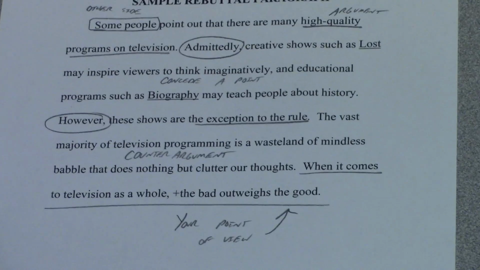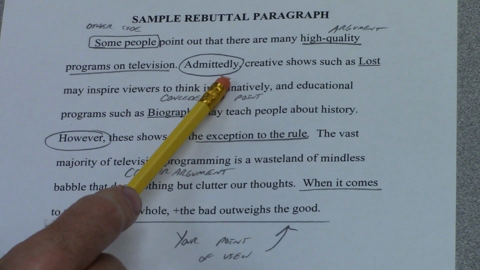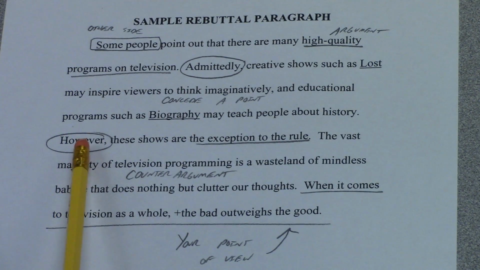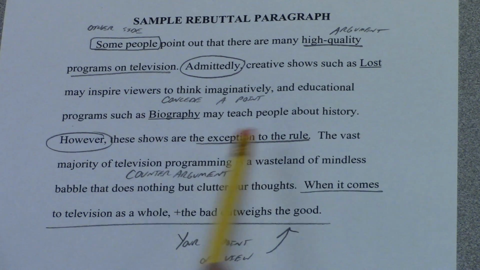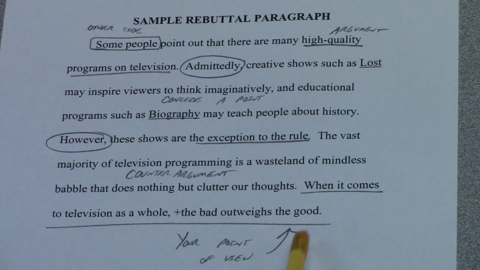So when you do this rebuttal, it's actually pretty easy. Identify the other side and one argument they're going to make. Concede a point. Use a transition like admittedly to concede a point to them. Then go into a however statement. However, here's why you're still wrong. Give your counter argument. Finally, come back to your point in that last sentence. When it comes to television as a whole, the bad outweighs the good.